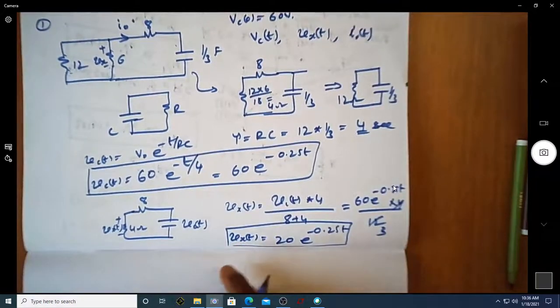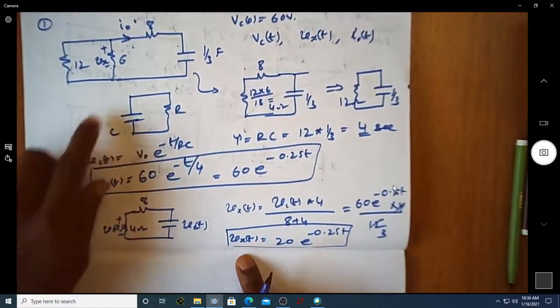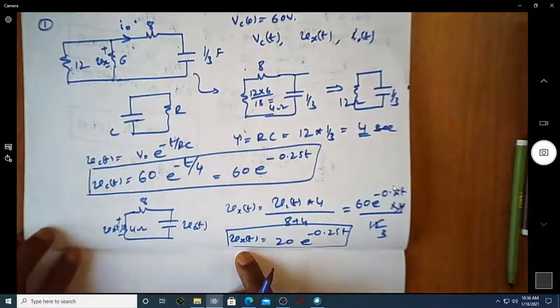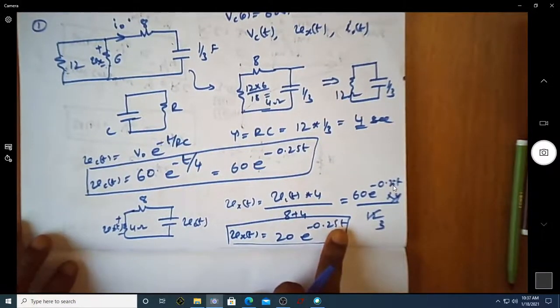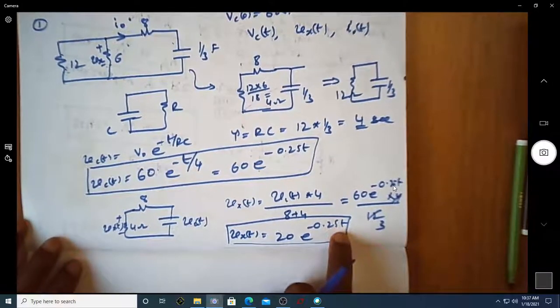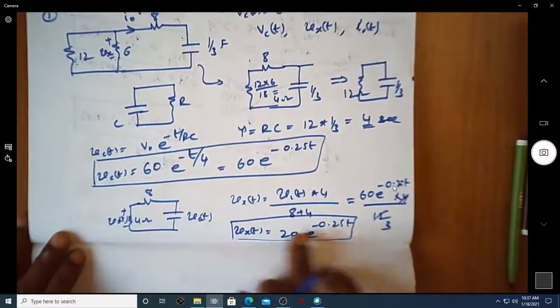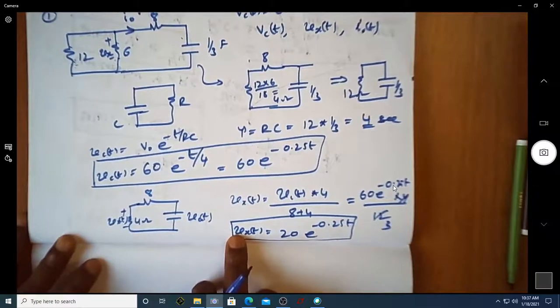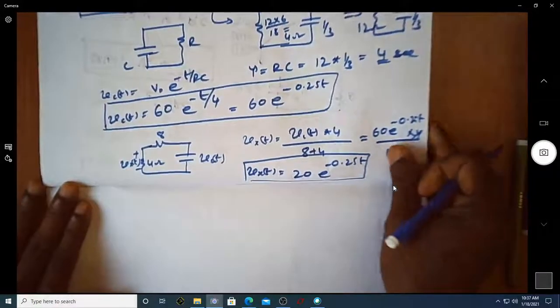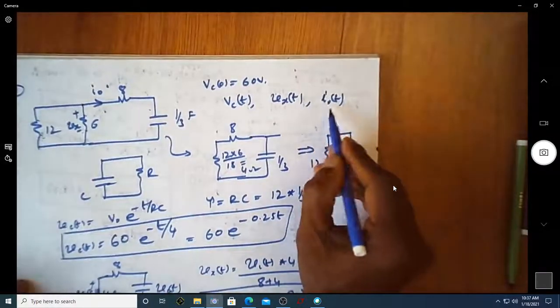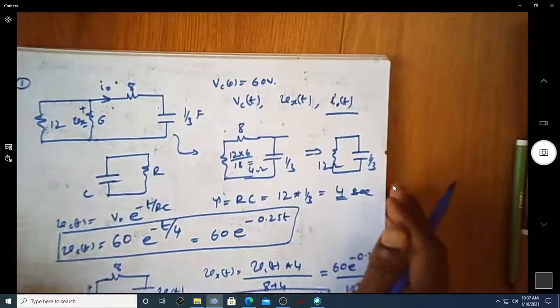So if you want to find the value of the voltage across this capacitor at 2 seconds, you simply substitute t equal to 2. If you want to find it at 1 millisecond, substitute the value of t as 1 milli. So we can get the expression, or the exact value, of the voltage across the resistor. And then we are asked to find the value of I0. What is the value of I0?